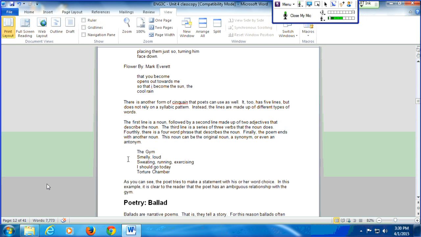So the first line is a noun, followed by a second line made up of 2 adjectives that describe that noun. The third line is a series of 3 verbs that the noun does. Fourth, a four-word phrase that describes the noun. And then finished with another noun. This can be the original noun, a synonym, or even an antonym.